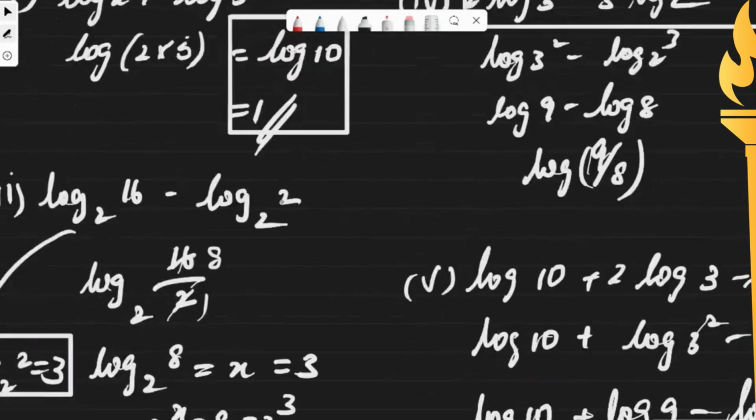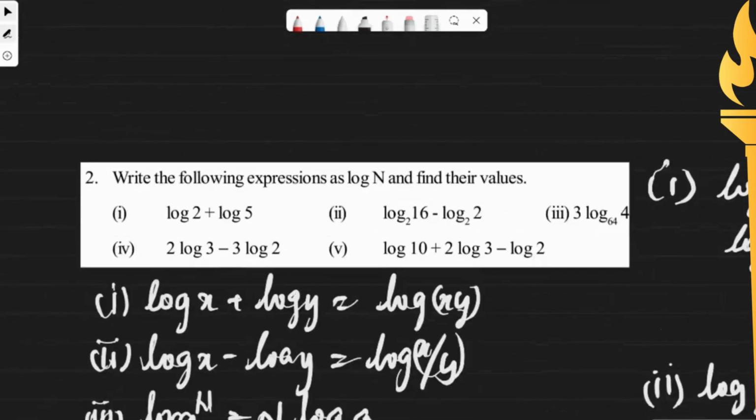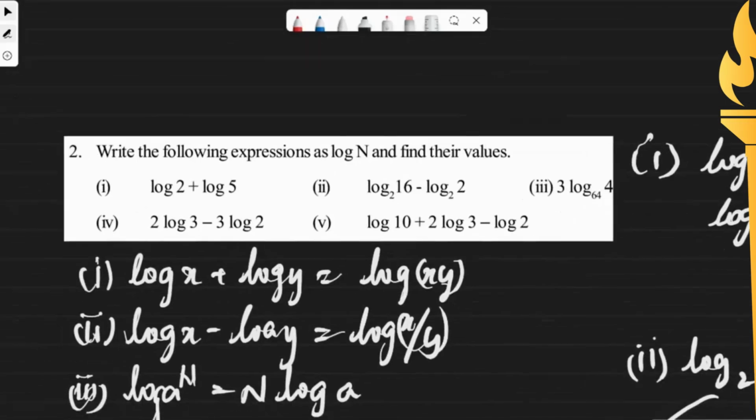If we actually see the question, they told us to express as n log a, I mean to say log n, and to specify the n values. So in the first question, n will be equal to 10. Second question, n will be equal to 8. Third question, n will be equal to 64. Fourth question, n will be equal to 9 by 8.